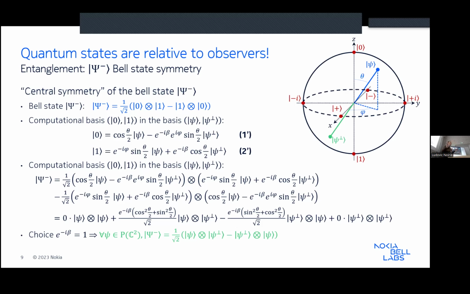So how can we then interpret the Bell state of a pair of qubits in the Bell state psi minus? It's simply that when you look at one of the qubits in one direction, you will do the measure in the opposite direction on the other qubit.